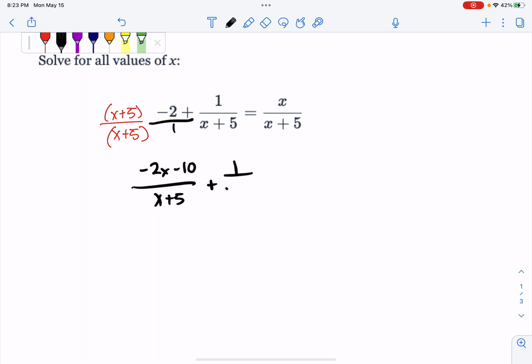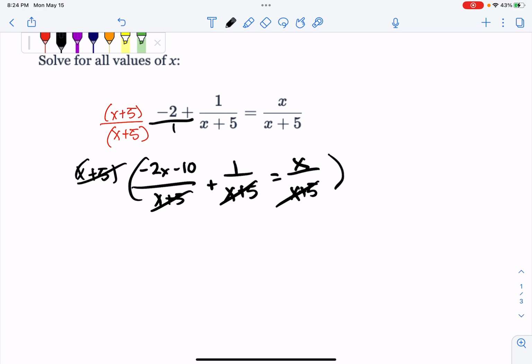Then I have plus 1 over x plus 5 equals x over x plus 5. Now that we have a common denominator of x plus 5, I can multiply this entire equation by x plus 5, and that'll cancel out with all of the denominators. Notice, had we just done that to begin with, we would just have to multiply this with the negative 2, and these would cancel out, and we'd end up with exactly the same thing. So you can actually start by just multiplying by that common denominator to fraction bust this.